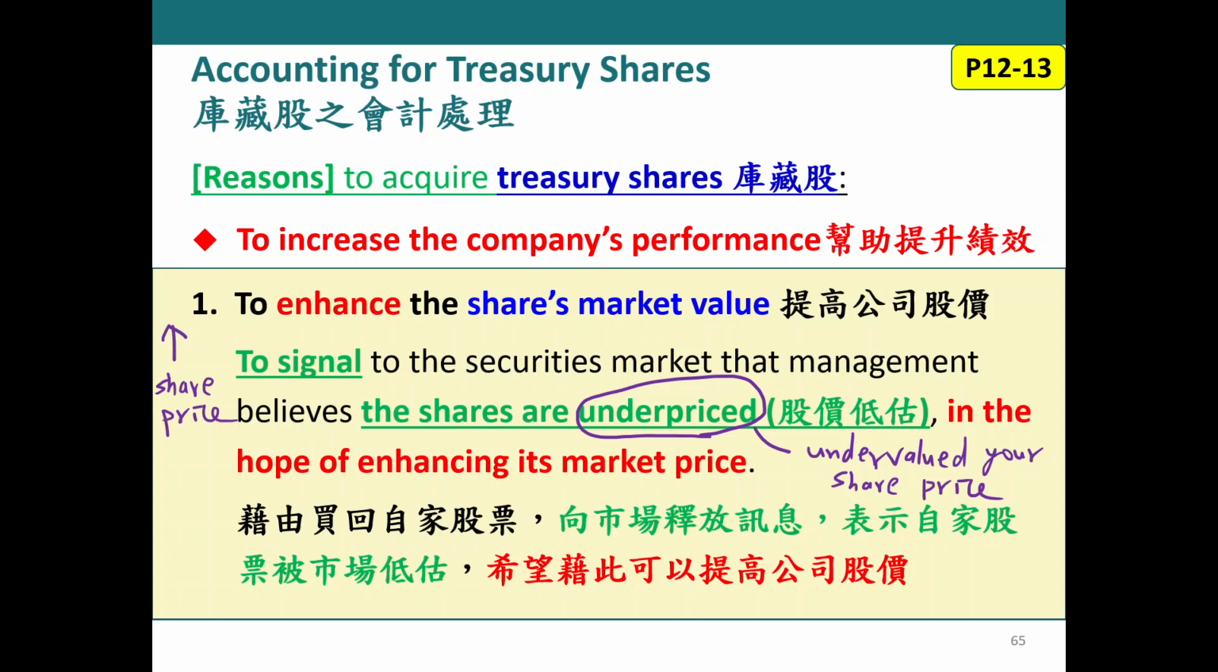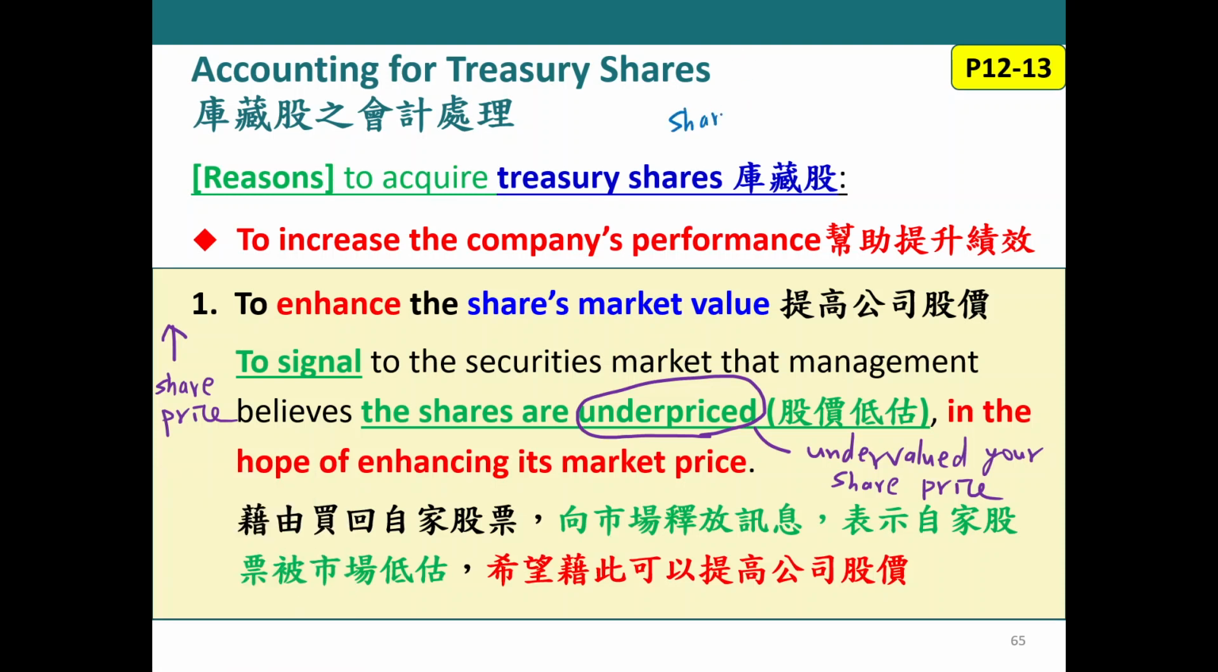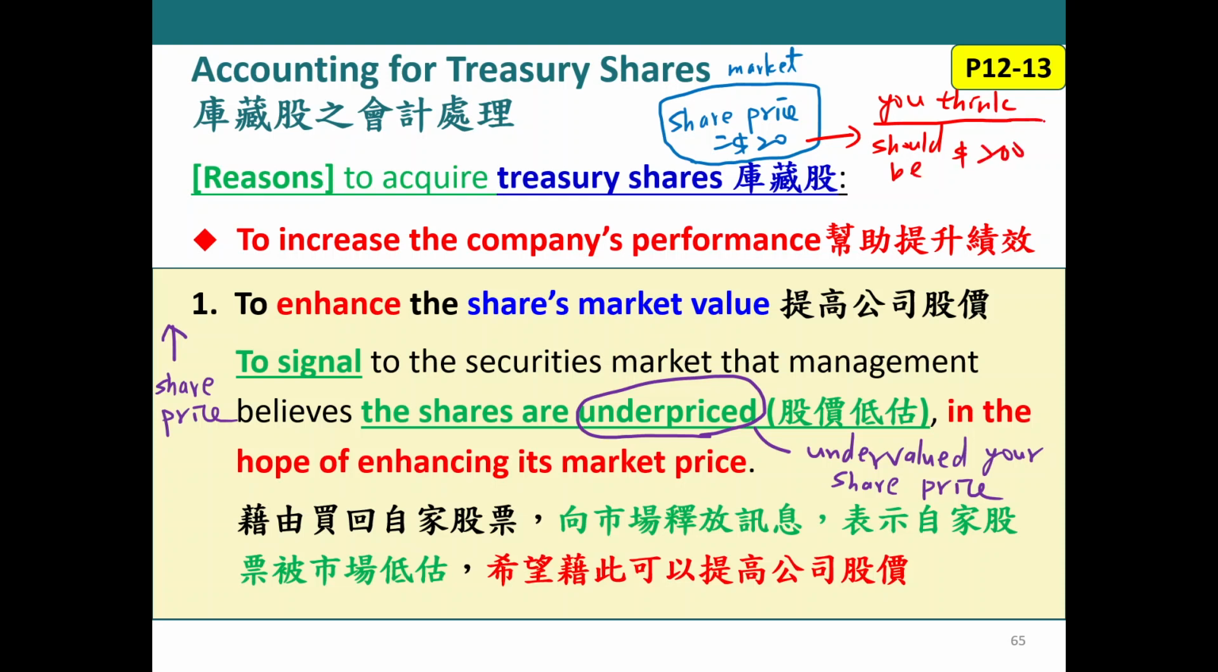Undervalue your share price means what? Maybe right now in the market, the share price is only $20, but you think it should be $200. So you think, I know myself, I know my company. My company should have a $200 share price. But the problem is, the market thinks your company value is only 20.